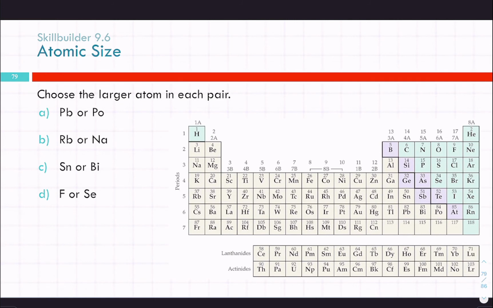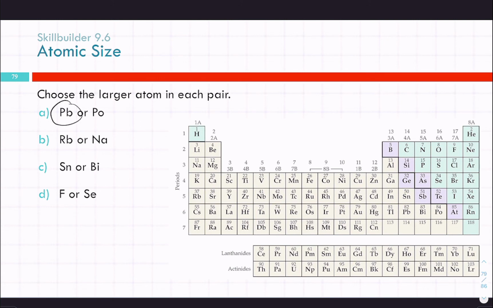All right, so let's choose the larger atom in each of these pairs. So we've got lead and polonium. Which one's larger? Lead is larger, because it's farther to the left. Cesium is the biggest, so lead is closer to cesium than polonium is. So lead is the biggest.